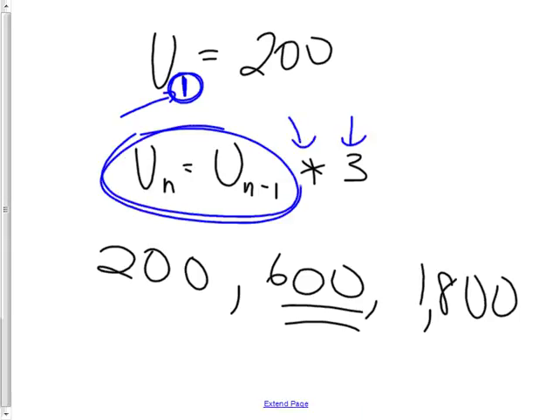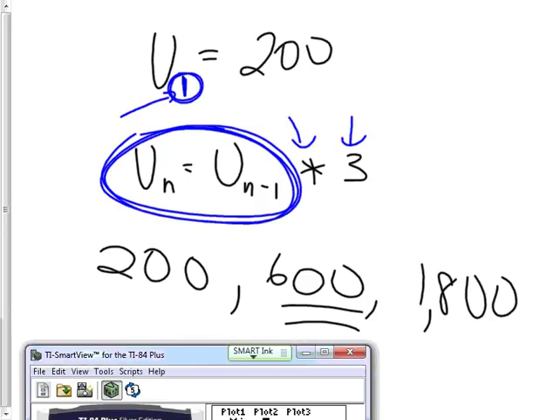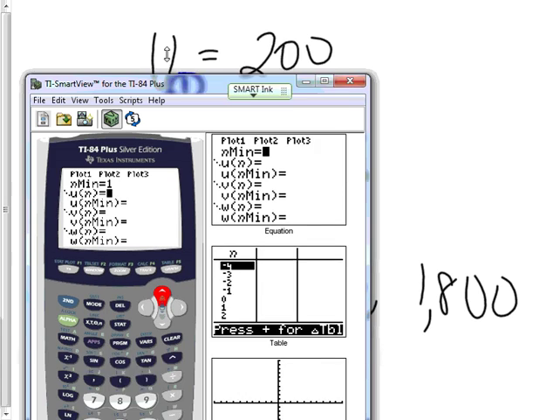So this part right here we have to type into the calculator, but we'll only have to type it once, because every single problem you do, you're going to have u sub n minus 1 right there. You won't have to change that over and over again. You can just change the number after it.